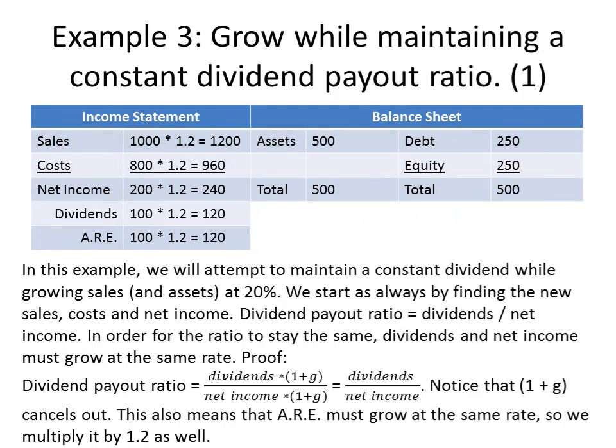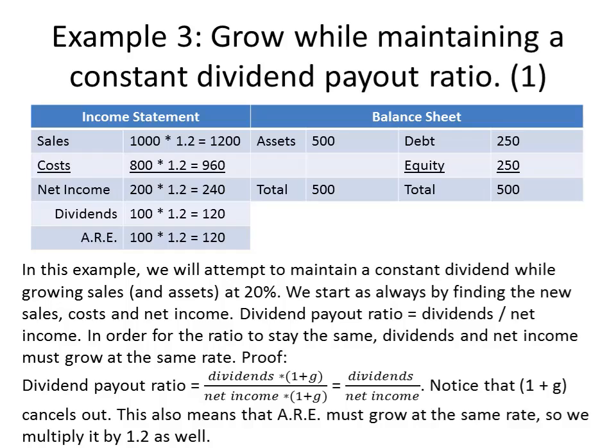Example 3 is based on the same base scenario, but assumes that we try to maintain a constant dividend payout ratio while growing at 20%. The first step is to set up our income statement just like we have before, multiplying everything times 1.2 to account for the 20% increase in sales.